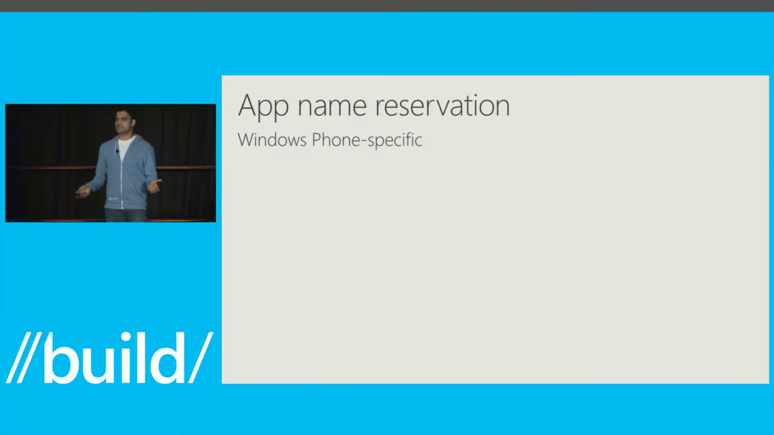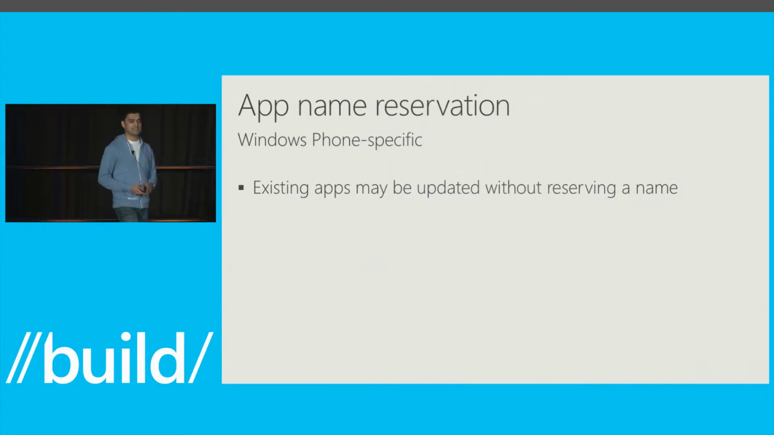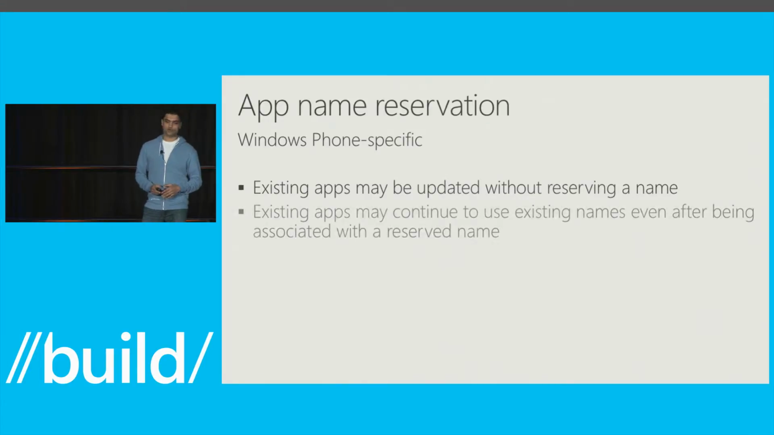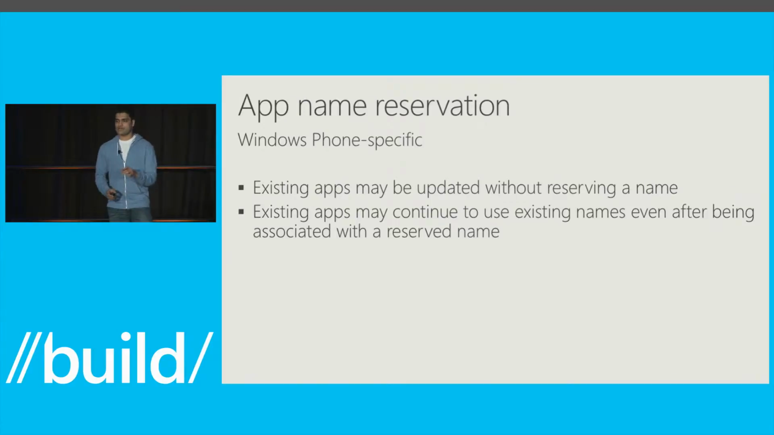Hey, what about my existing apps? Do I have to rush now and reserve the name, or can I continue to update it? So for existing apps, we will allow you to continue using your names. You don't have to reserve a name. However, if you do reserve a name, you can either use an existing name or this reserved name as you move forward. So to give you an example, if we have 15 Flashlight apps, it's not like only one of them continues as Flashlight as we move forward.